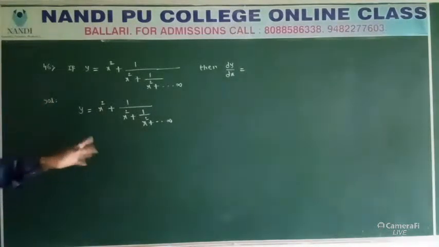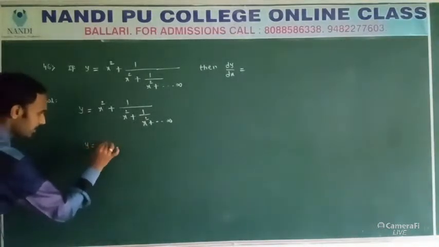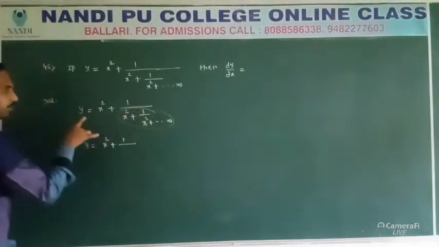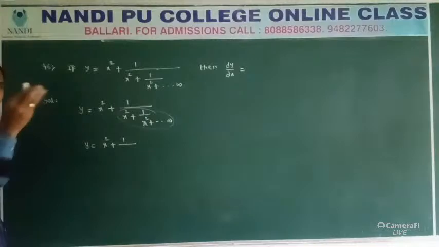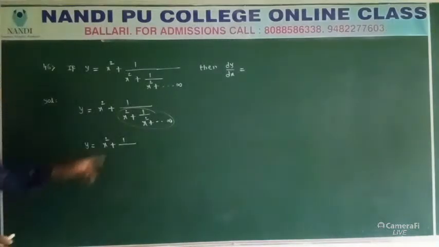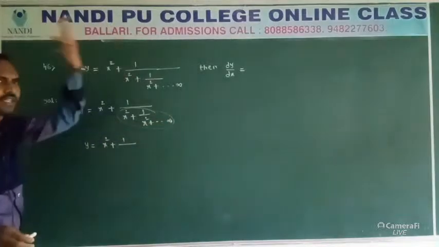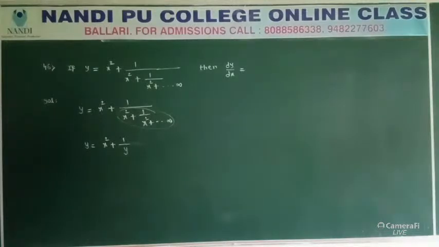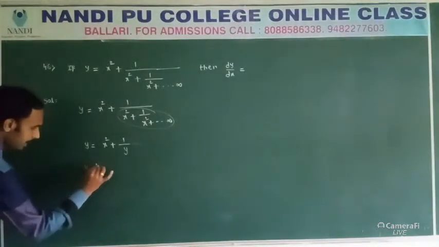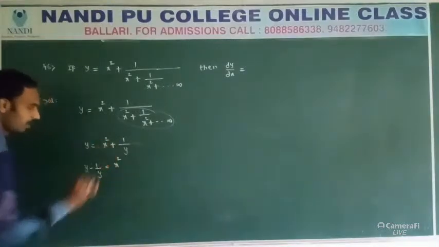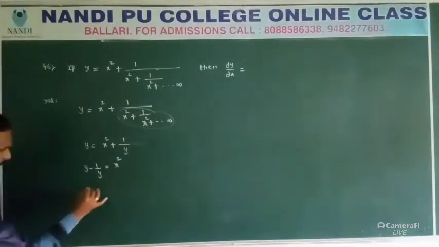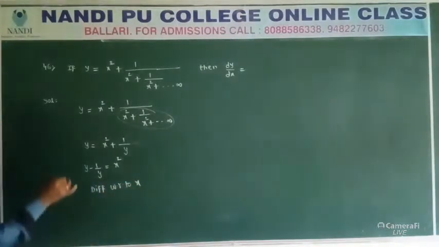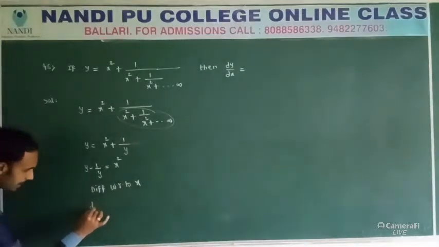If you forgot the formula, y is equal to x square plus 1 by (x square plus 1 by ...), see that this whole part is replaced by the given function y. What is y? x square plus 1 by x square plus 1 by x square plus and so on. So replaced by y. Take y terms one side: y minus 1 by y is equal to x square. Differentiate with respect to x.